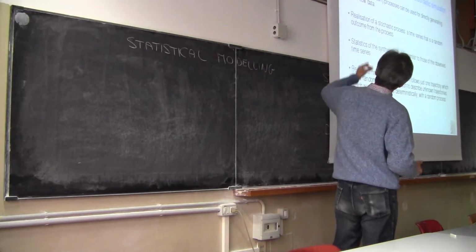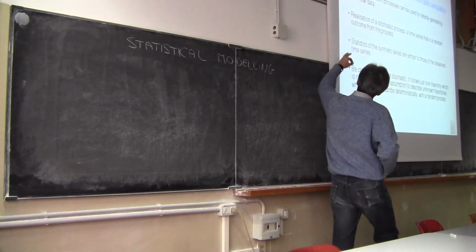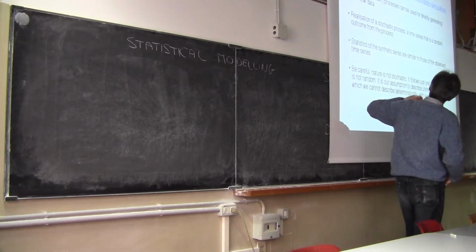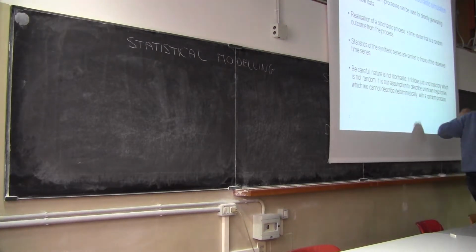Okay, so you see here that there is an introduction. Stochastic random processes can be used for directly generating river flow data. This is the advantage of using this method. You don't need rainfall. You just need some observed river flow data to understand the memory feature, to understand the frequency of occurrence, and then you can generate synthetic series directly.